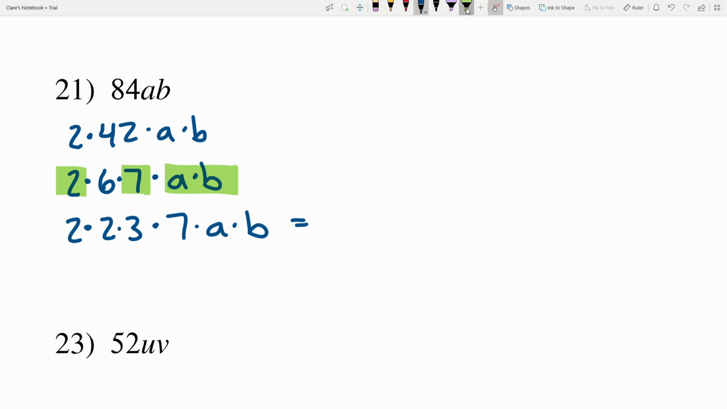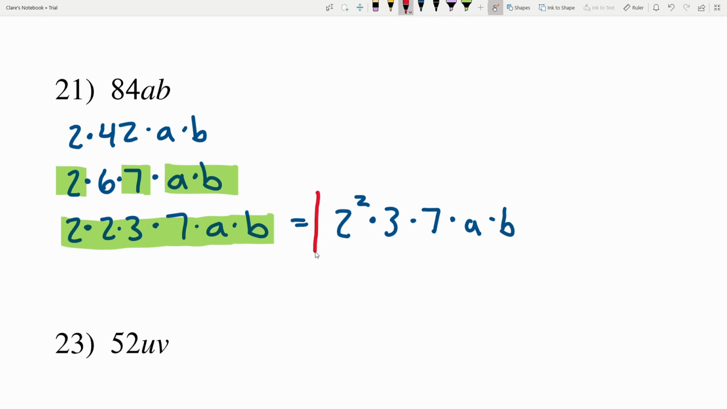Now I have all prime numbers multiplied together with my variables, so that's the prime factorization, but let me group the numbers together that are the same and write them with exponents. So 2 times 2 is 2 squared, and that's multiplied by 3, which is multiplied by 7 times a times b. 2 squared times 3 times 7 times a times b is my solution in number 21.